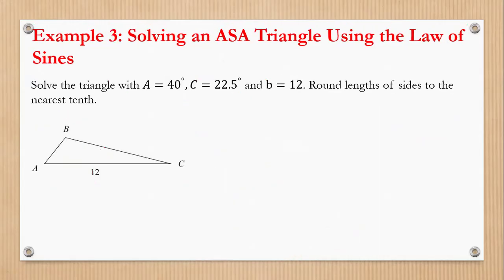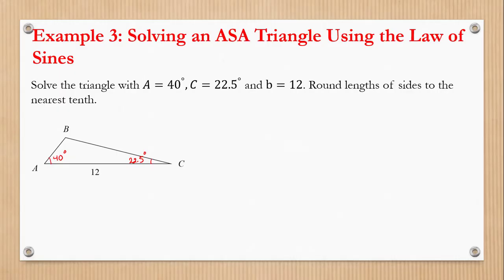Now let's see how we can solve an ASA triangle. An ASA triangle means a triangle where two angles and one side are given to us, but the side is exactly between the two angles. In this example, it says the angle A is 40 degrees, angle C is 22.5 degrees, and side B is 12. And as you see, side B is exactly between the two angles. Now we want to solve this triangle.